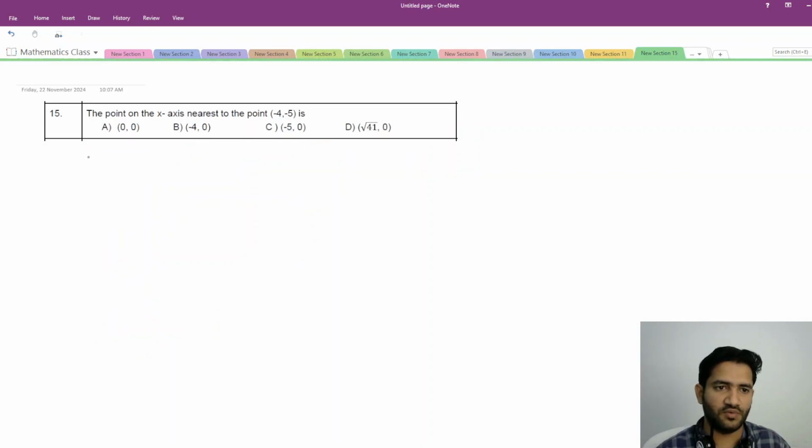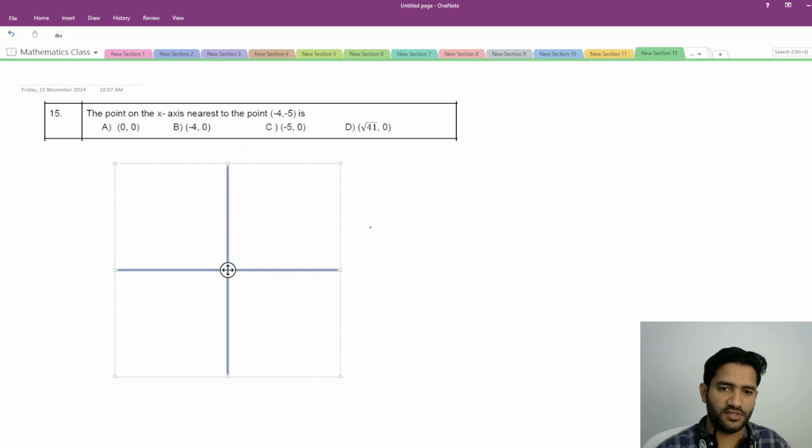Next one, the 15th one. The point on the x-axis nearest to the point minus 4 comma minus 5. Just a rough figure. Okay, no need to draw the figure to solve this one. Here we have a negative 4, here we have a negative 5. So this point is negative 4, negative 5.